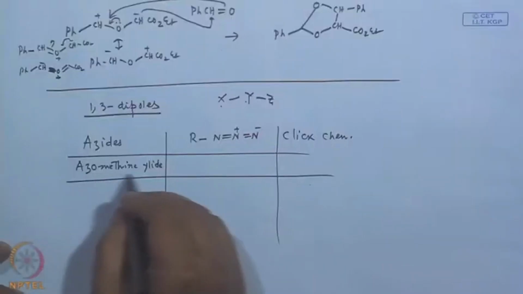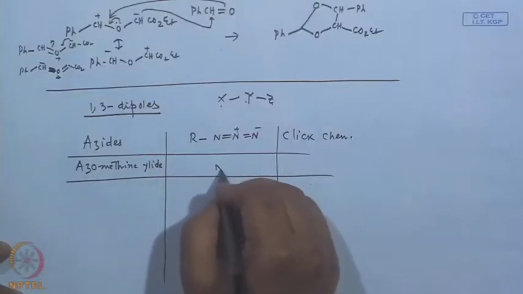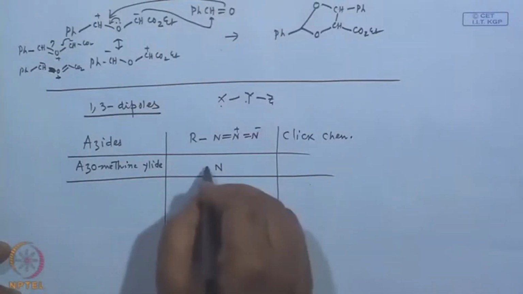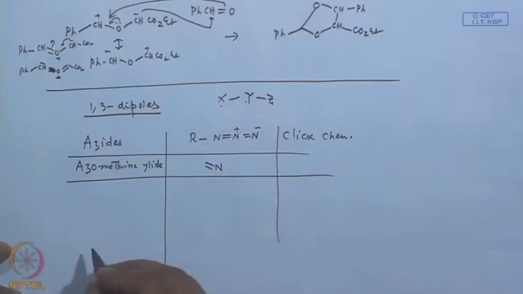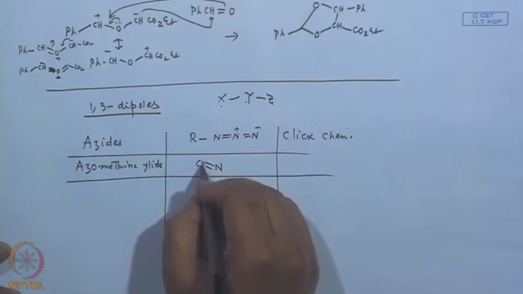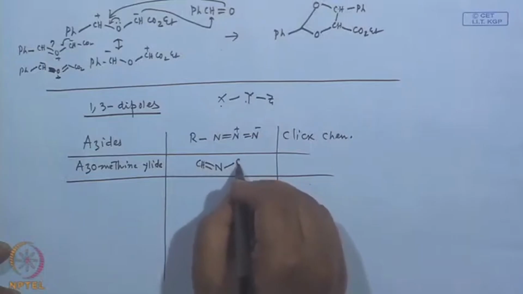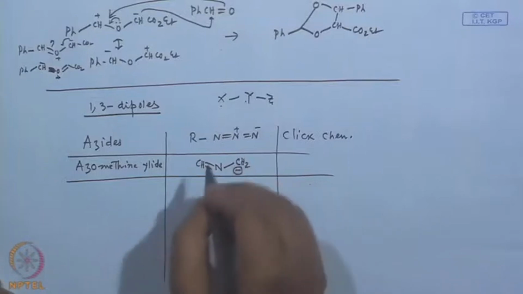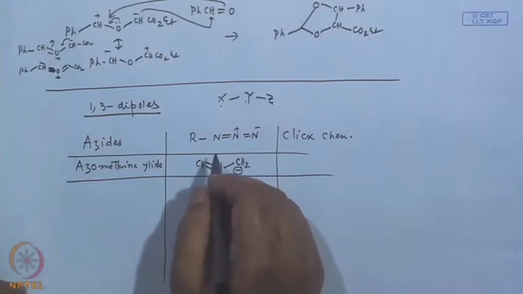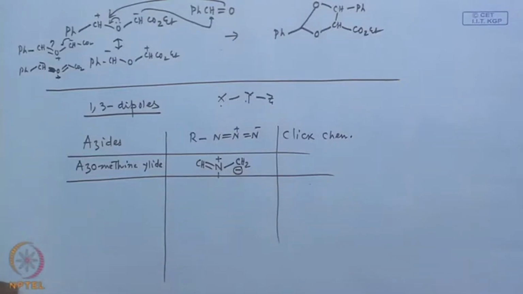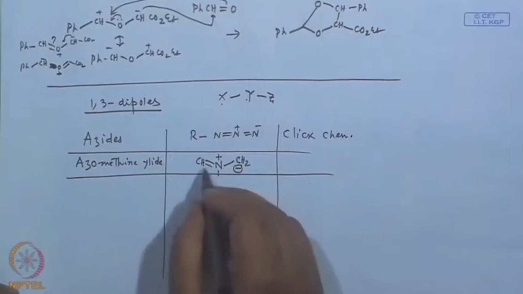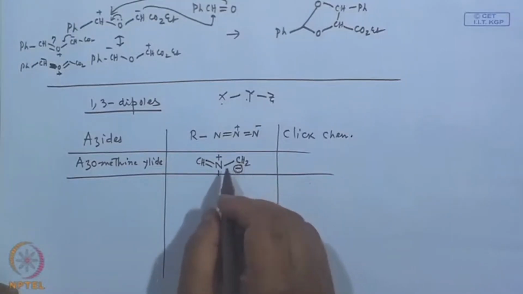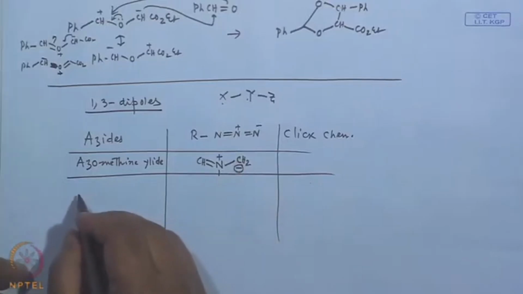When you say azo, this is a classical name. So, azo means it has a double bonded nitrogen here, and methine means CH. So, that means it will have a CH, and ylide means you will have one more carbon. So, that means it is a negative charge, and this one is positively charged. So, this is called azomethine ylide. Okay.